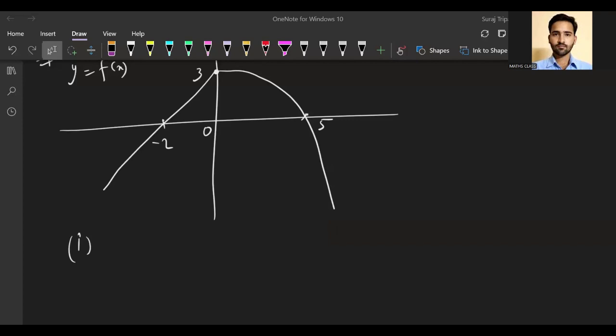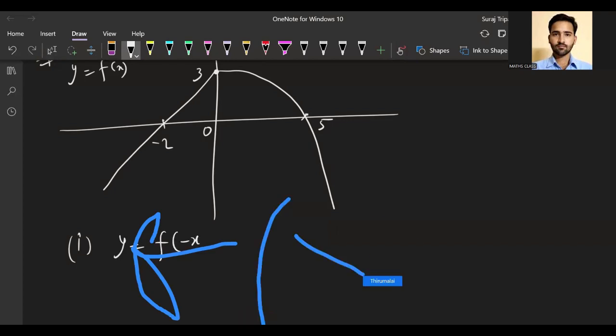First of all, write down y equals to f of minus x, because this one I already discussed. Y equals to f of minus x.